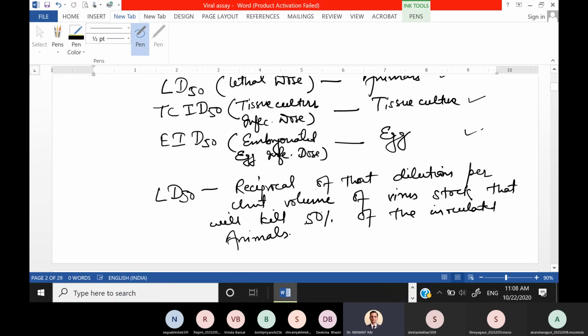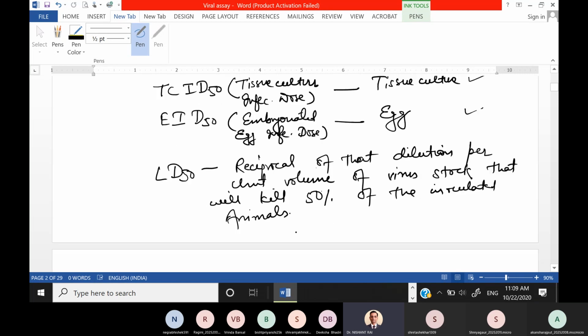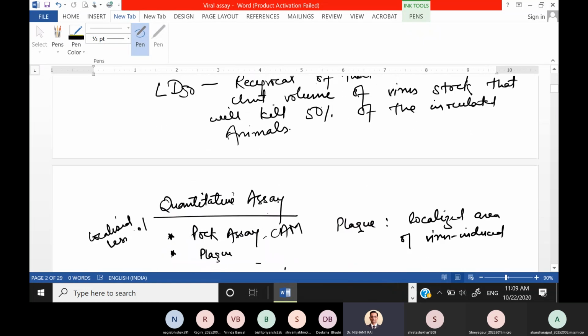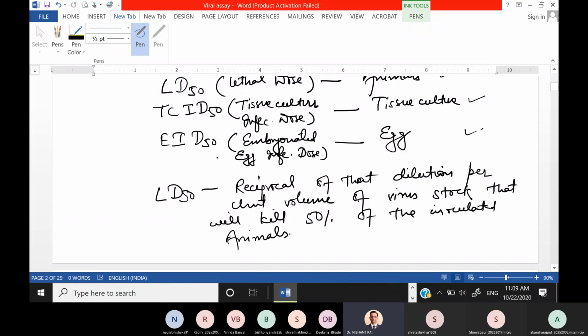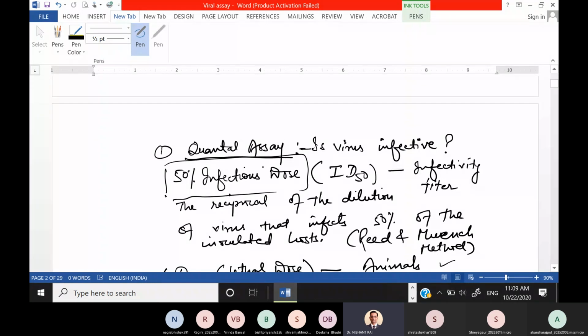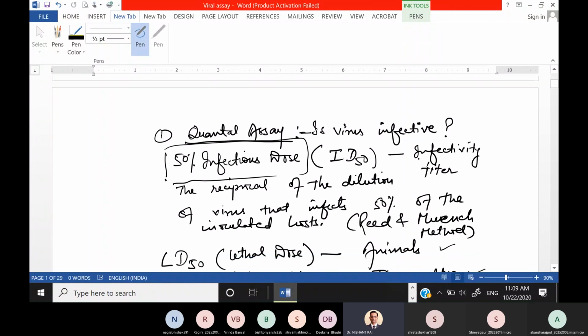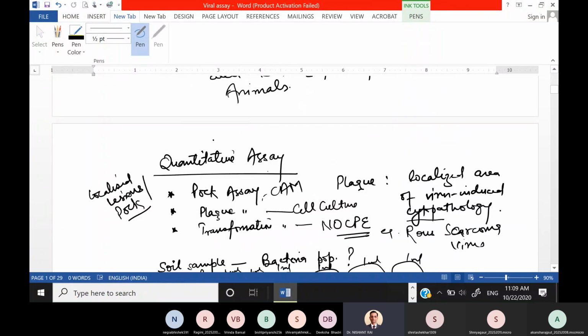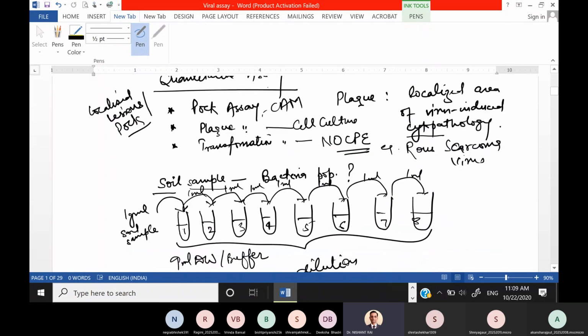और LD50 की ये definition मैंने बताई थी, reciprocal of that dilution per unit volume of virus stock that will kill 50% of the inoculated animals. यानी कि हम उस डोज को डिटरमाइन करते हैं जो कि 50% of animals को इन्फेक्ट करता हो, किल करता हो, या observations आपको शो होती हैं. Likewise TCID50 या EID50 calculate किया जाता है. So in cut short, if I say quantal assay, this assay is to determine the infectious dose, right? Whether the virus is infective or not.